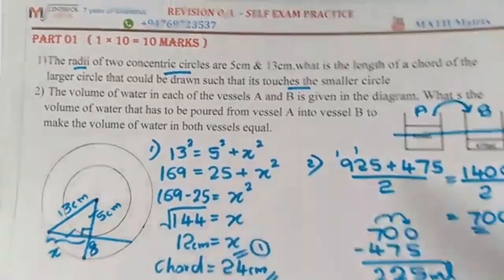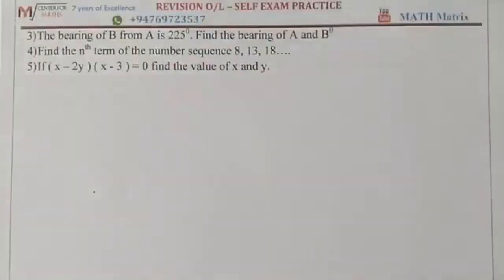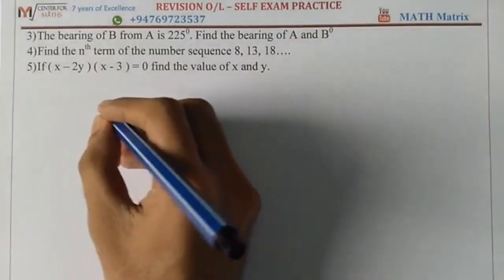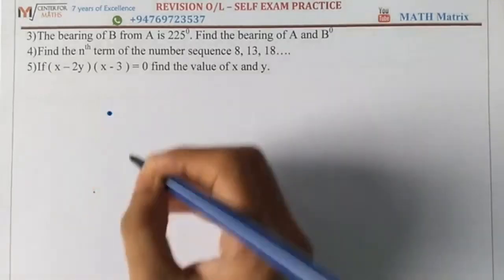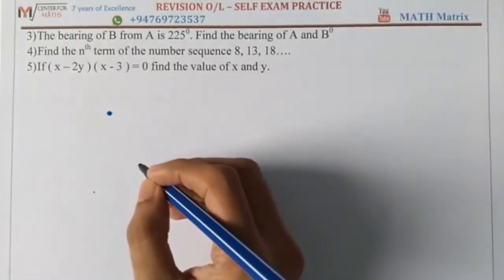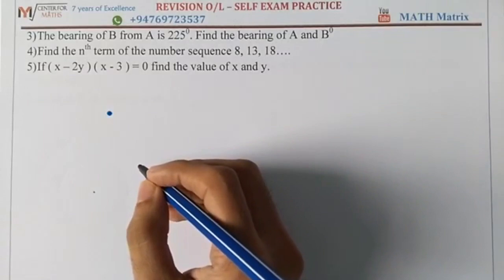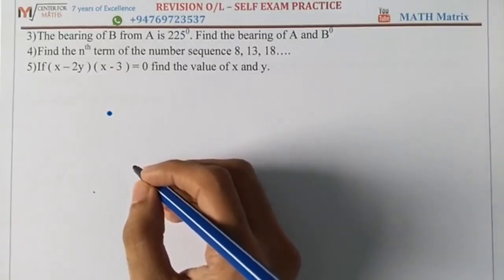And now we are moving to question number 3. Read this carefully. The bearing of B from A is 224 degrees. Find the bearing of A from B. Okay, right. So how to find that?